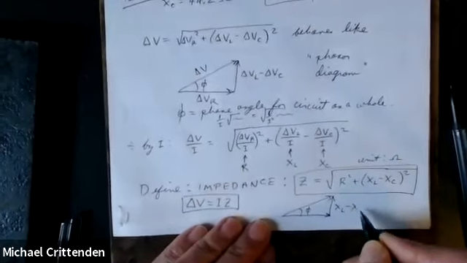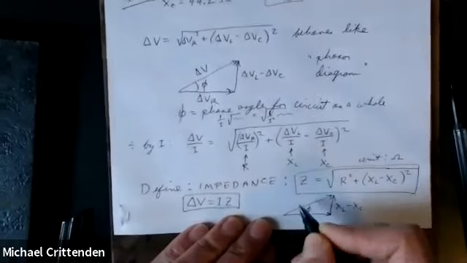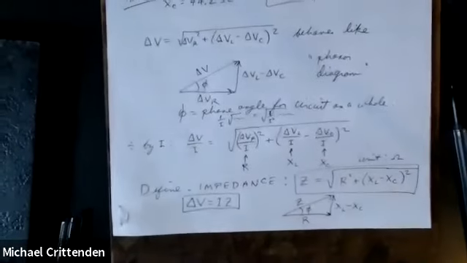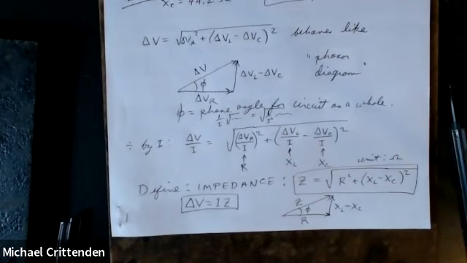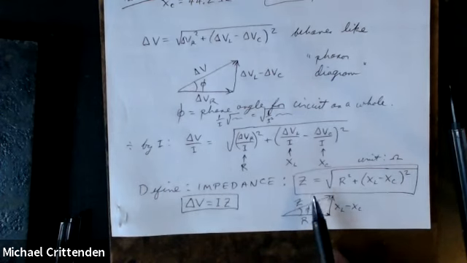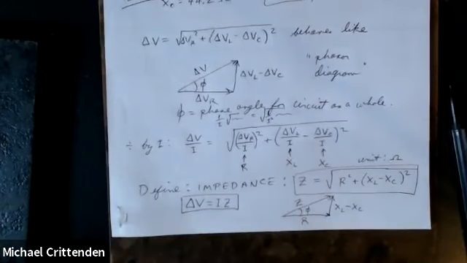XL minus XC on this side, the resistance on this side, and the impedance is the hypotenuse. So resistance and reactance are kinds of impedance. Overall, how much the circuit impedes the flow of electricity in any way is the impedance.